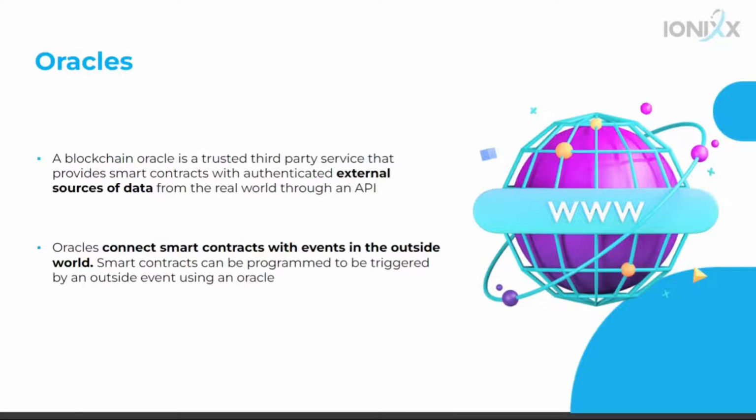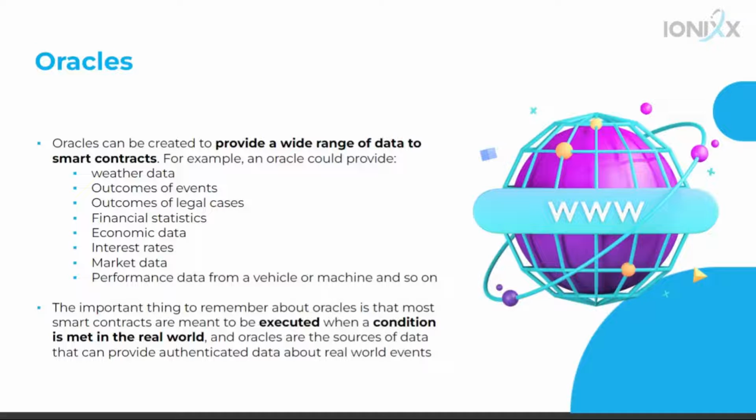The biggest oracle company as of this recording is probably Chainlink, but there's a lot of other good ones that are coming out fast. So oracles can be created to provide a wide range of data for smart contracts. I've listed a few here: weather data, outcome of events, outcome of legal cases, financial statistics, economic data, interest rates, market data, performance data from a vehicle or a machine, etc. So you could have an oracle that gives you the performance data of your smart electric car, for example.